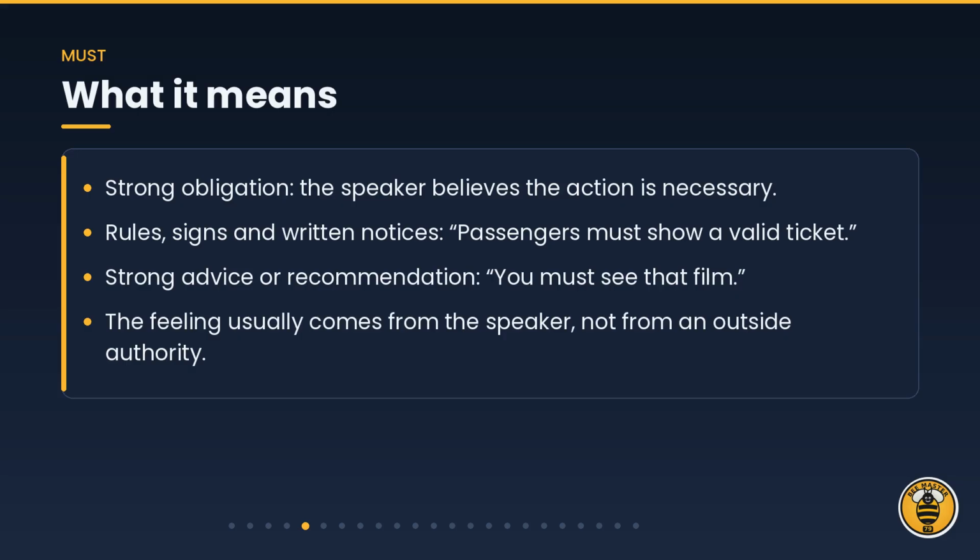Must has 2 everyday jobs. The first is strong obligation. Something is necessary, and the pressure usually comes from the speaker or from a written rule. The second is strong advice. When you say you must see that film, you are not giving an order. You are recommending it with real energy.